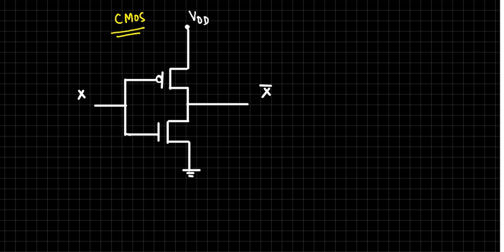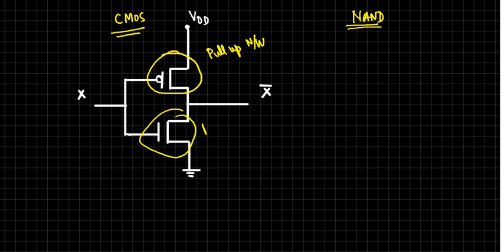Now just give me 5 minutes. So say for example I need to implement a NAND gate. There's a trick. Now this is called a pull up network, this is called a pull down network, just because it pulls down the logic.